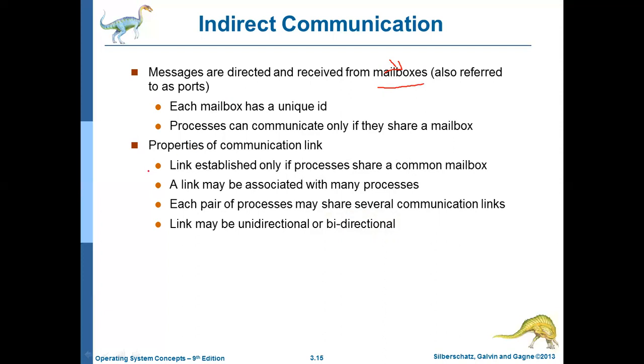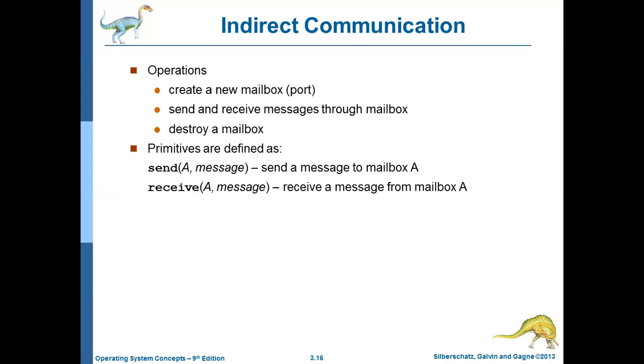Now, when it is indirect communication, how is the link going to be established? What are the properties of the communication link? A link will be established only when there is a common mailbox existing between both the processes. And you can have a link with any number of processes, and each pair of processes can share any number of links. Just the opposite of direct communication. And the link can be, as before, unidirectional or bidirectional. So this is about indirect communication.